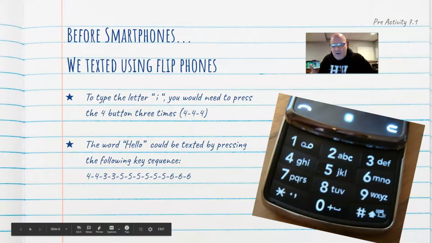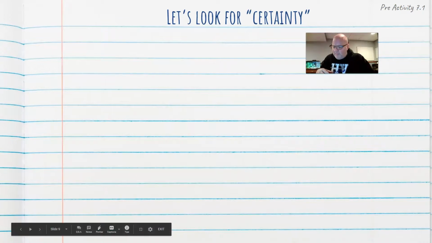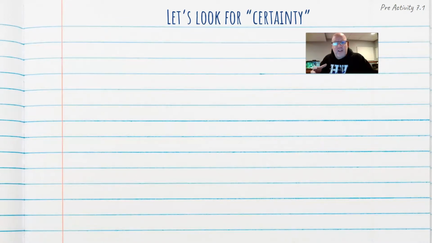So you can see how frustrating it could be, especially knowing today's technology. And so we're going to have you decode a few messages using this old style of flip phone, and you'll see why we're doing it in a few seconds.